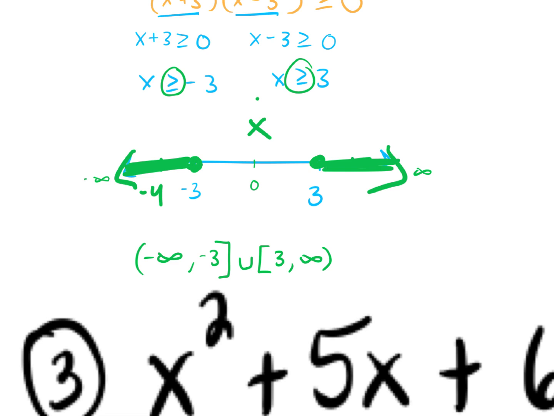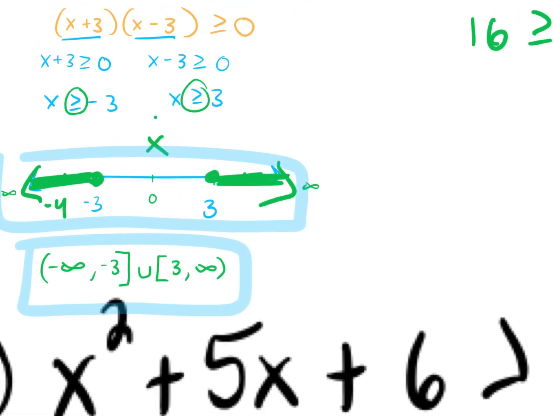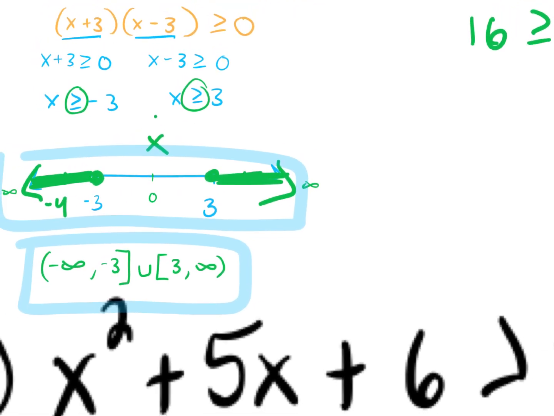These would be the two things that you put into WebAssign. It's asking for the number line and also the interval notation, but let's write our inequality too. So we're talking about numbers that are less than negative 3, so we'd say x is less than or equal to negative 3. We're also talking about values that are greater than positive 3. So x is greater than or equal to positive 3.